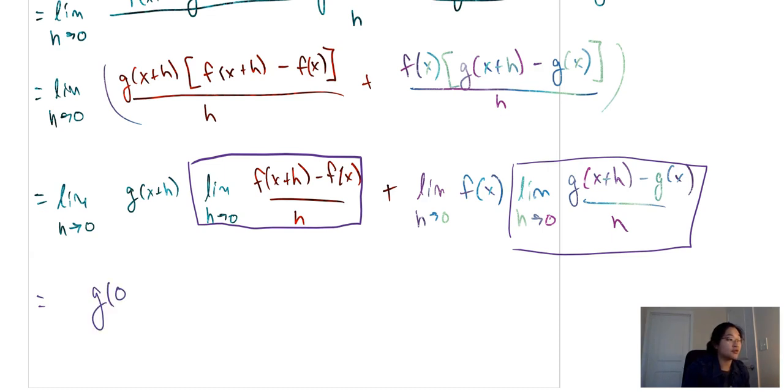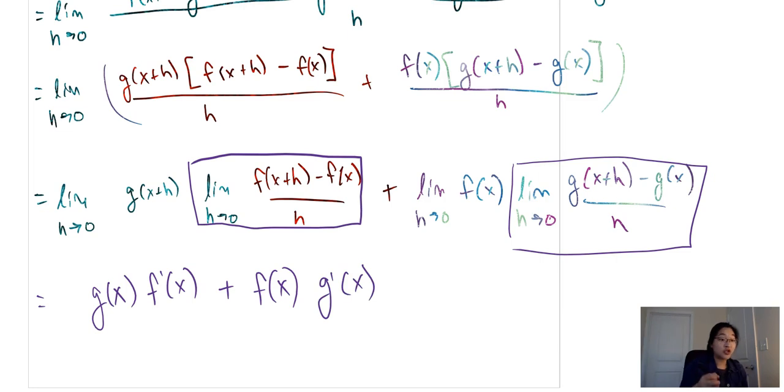G of, not 0, g of x plus h, which goes to 0, so it's just g of x, times f prime of x, plus the limit as h approaches 0 of just f of x, that's just f of x, that doesn't change at all. And here we have our definition of our derivative, g prime of x. So when we're looking at our derivative of a product of two functions, f times g, the derivative of this product, we get g times f prime plus f times g prime.